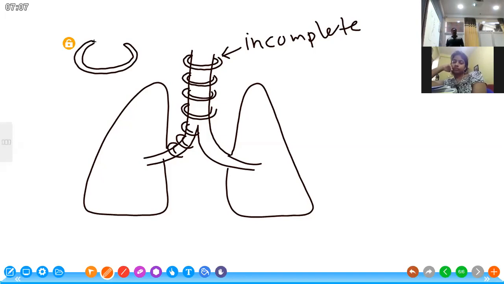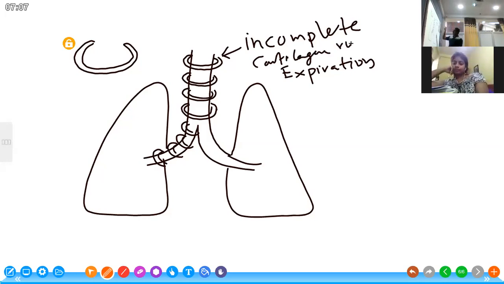Large number of such cartilaginous rings could be seen around the trachea as well as the bronchi. The bronchi go into the lungs through the airway. The reason is to prevent collapsion of the trachea during expiration. This happens during expiration. Incomplete cartilaginous rings. I have asked one of the questions from it.